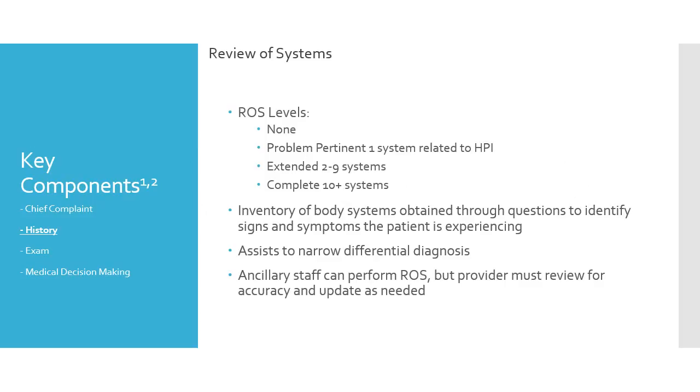The next component of the history is a review of systems. This is an overview of the patient's symptoms. It is a subjective report from the patient and is useful to narrow down what differential diagnosis you have for the patient. Remember that MAs and nurses can perform the ROS, but you need to review it for accuracy.